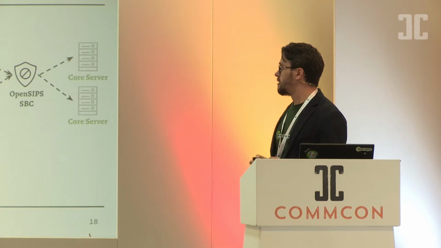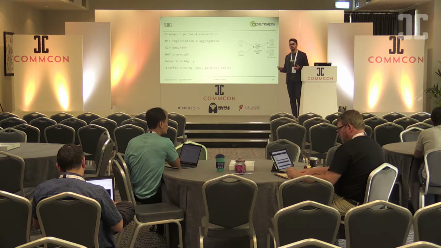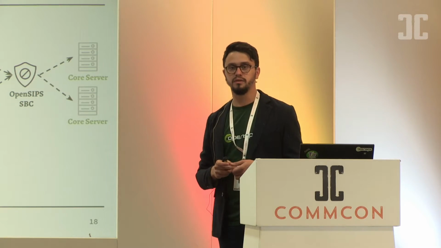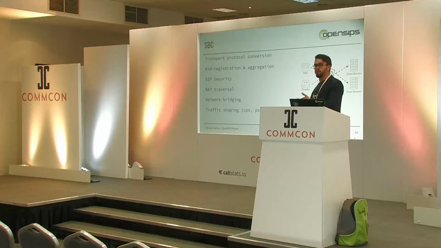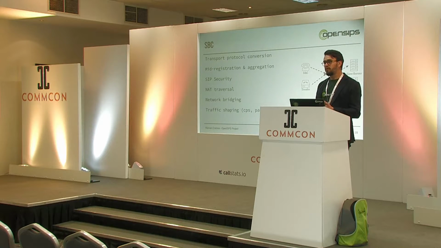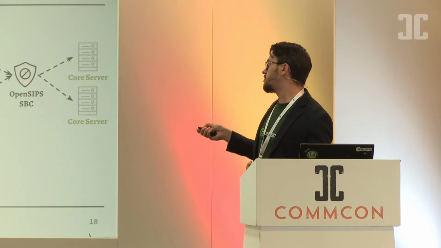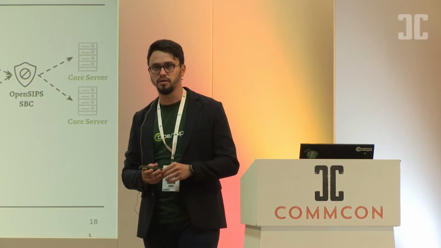Let's zoom in a bit. So OpenSIPS as an SBC can do a lot of stuff. One of them is transport protocol conversion. Imagine here that you have a user agent client that is using plain SIP, but you have another smartphone that is using TCP. You might also have a provider that is a browser that is using WebRTC. You have all these different types of communication, all relying on SIP. OpenSIPS can convert them towards the core network into plain UDP.